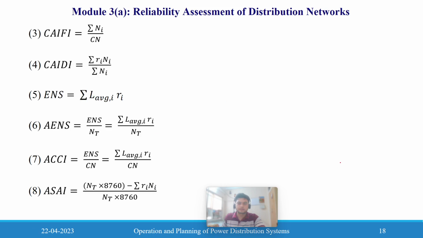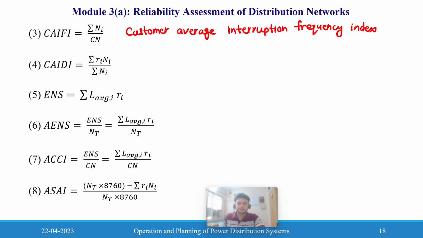And the next term will be CAIFI, customer average interruption frequency index. And CAIDI means customer average interruption duration index. Just remember all these terms, it will be helpful in your final exam.